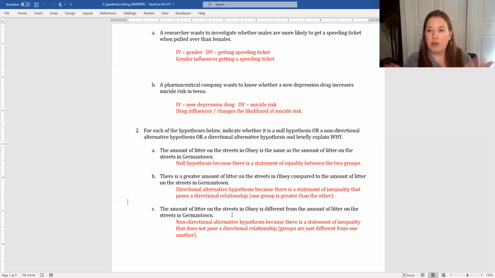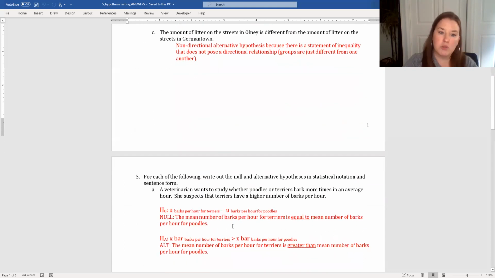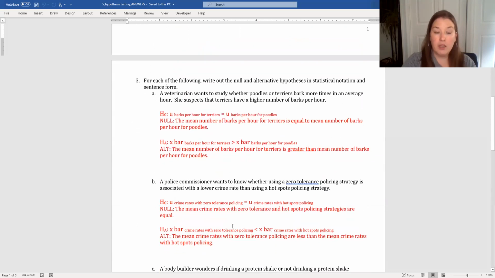And it's hard to understand, why do we need to identify now if it's alternative or if it's non-directional or directional? And the answer is because once we start doing inferential statistics, the type of statistic you use is dependent upon if it's a directional or non-directional alternative hypothesis. So this is just kind of practicing now the groundwork for doing some of the analyses later on, mostly in 302.